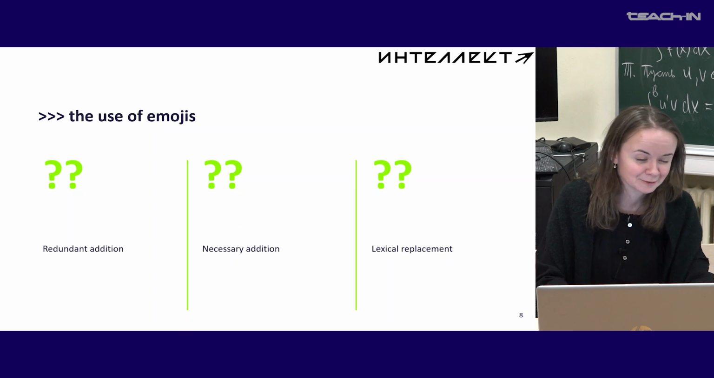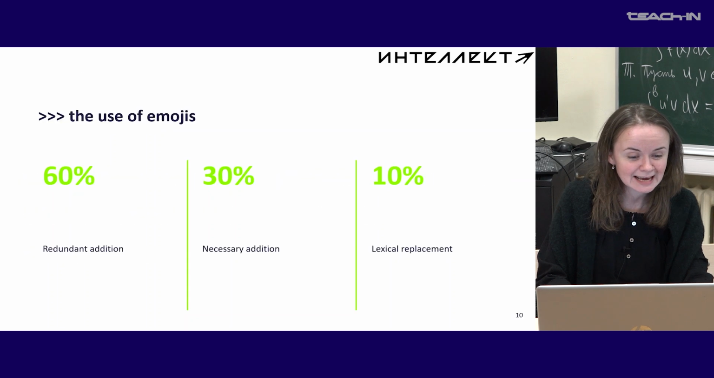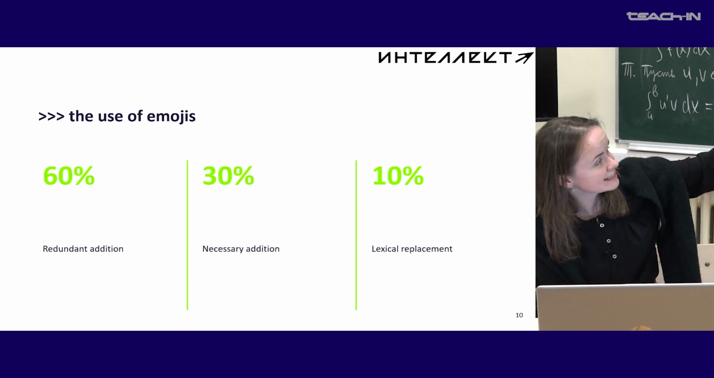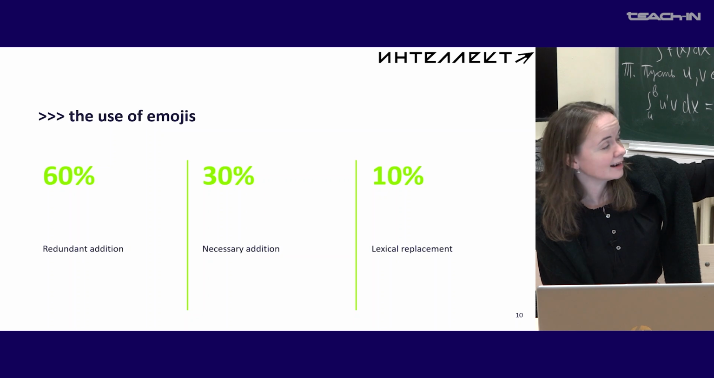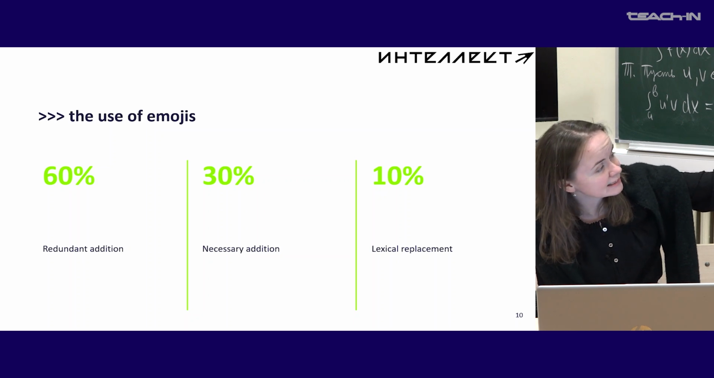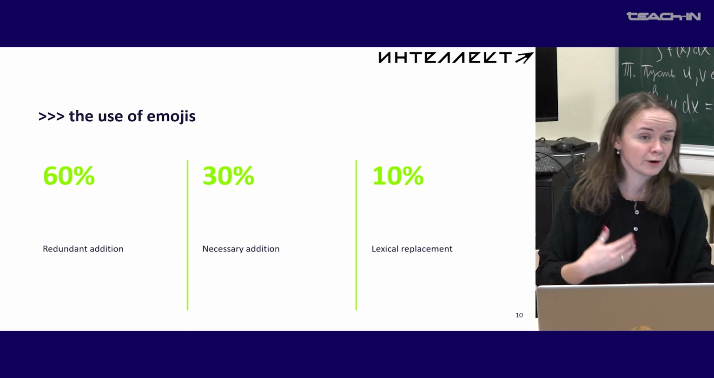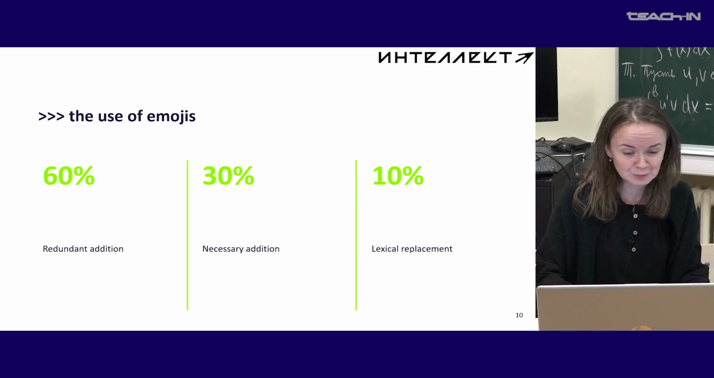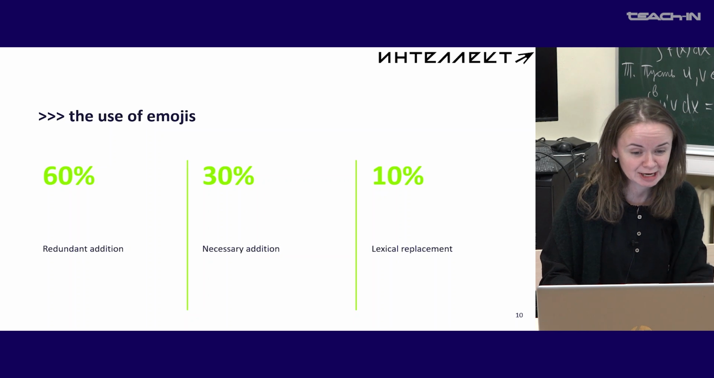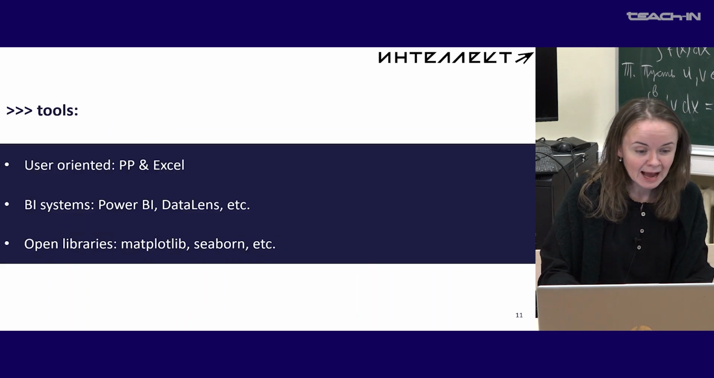30% is redundant. Okay, so from 30 to 90, according to research, around 60% is redundant. And as for lexical replacement, just 10% is used, 30% for quite a normal thing for the first meaning of images, to share emotions and attitudes.